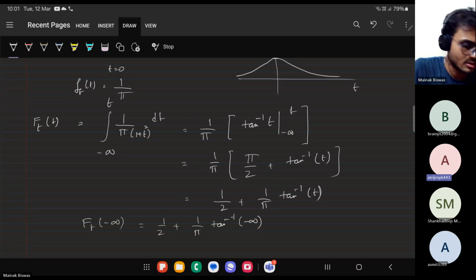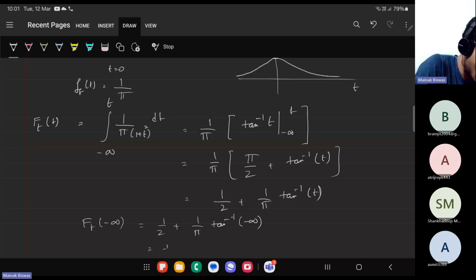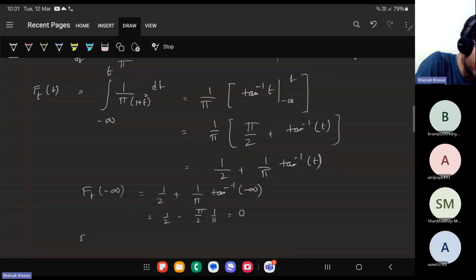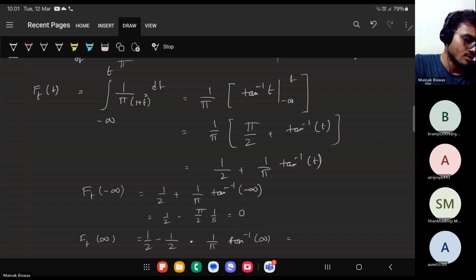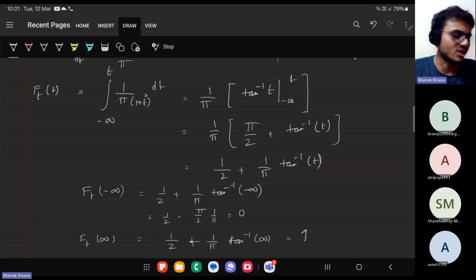For minus pi by 2, half minus pi by 2 into 1 by pi is equal to 0. Similarly, F_T of infinity is equal to 1 by 2, half into tan inverse infinity, which is equal to... what am I writing? Plus, this is plus, so it's 1. So it is matching, it is correct.